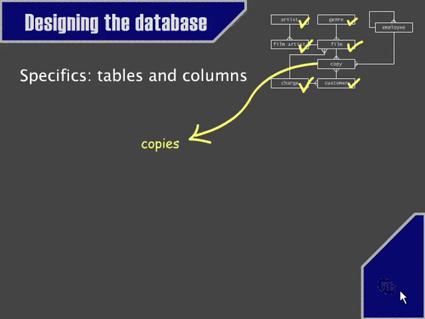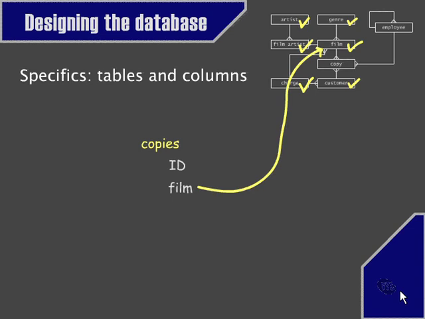Now we're going to look at another central entity within the entity relationship diagram, and that's the copy. We're going to translate this into the copies table. We're going to once again use an auto-incrementing primary key. That's the ID field. We're going to have a film column, and that's going to relate to the ID column of the films table. So that creates the relationship there.